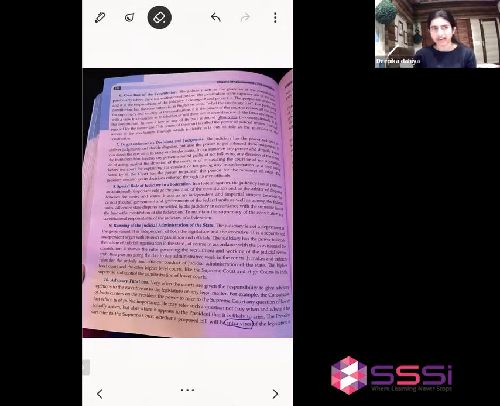Now, there are some problems here and there. Some political influence has been seen in the past few years, but the judiciary is not supposed to have any political influence. Okay, running of the judicial administration. Now, it is independent of both the legislature and the executive. Underline this line, please. It is independent of both the legislature and the executive.